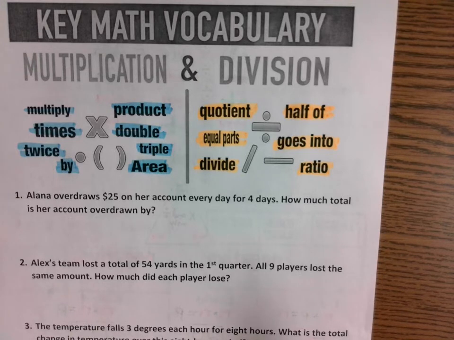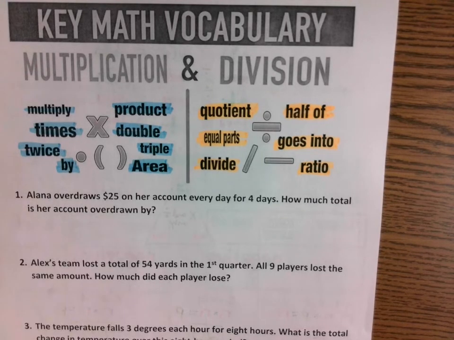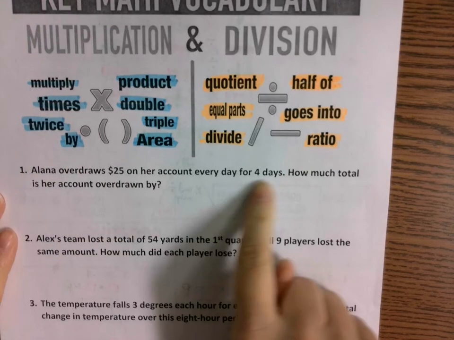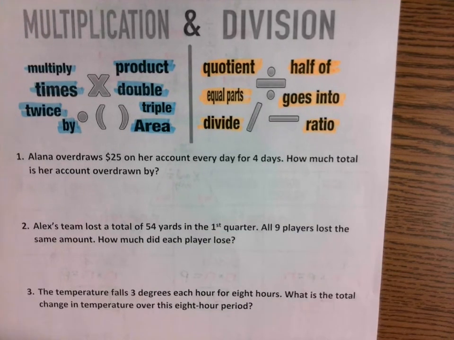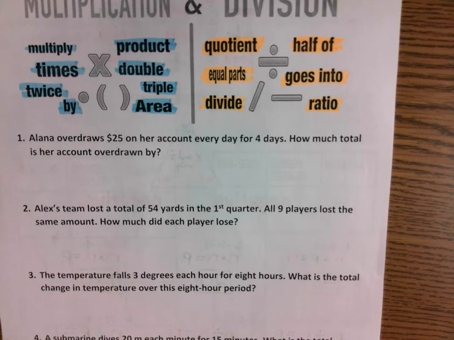Talking about the different terminologies that we can find within a word problem now. So we're trying to figure out whether we are going to do multiplication or division within these word problems. Here we've got Alana. Alana is going to overdraw $25 in her account every day for 4 days. So how much total is in her account overdrawn by?